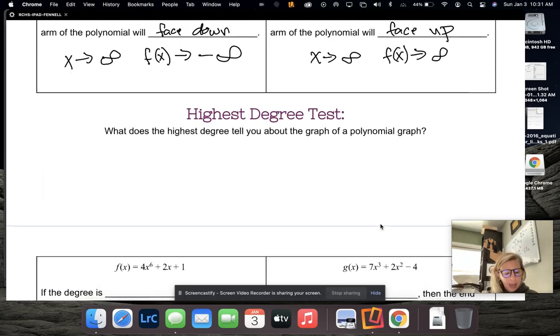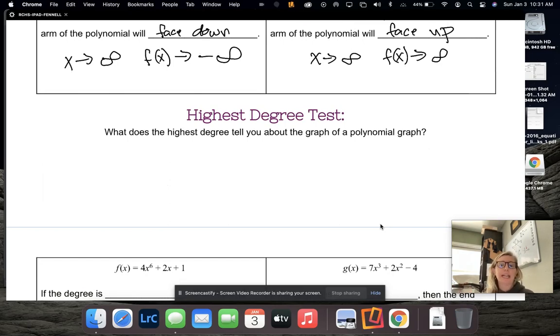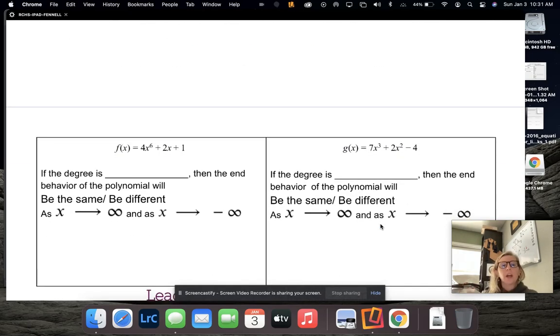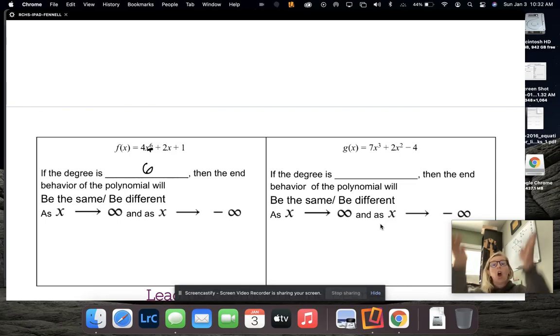Okay. Highest degree test. So what does the highest degree tell you about the polynomial? It tells us lots of stuff. The degree here, the highest exponent value, is 6. Then the end behavior of the polynomial: if we have an even degree, arms are together. So think about your quadratic. That's the most common example we've used with an even degree, degree 2. Arms are together. They're either up or they're down. They don't go both ways. So arms together, up or down.